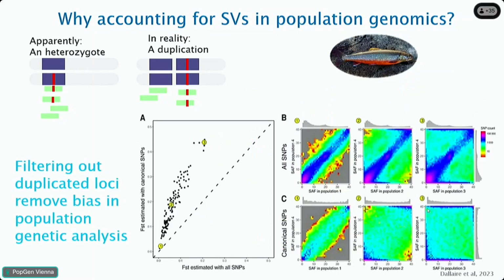And you can see here the FST estimated with all the SNPs, and the one when you keep just the canonical SNPs, removing the ones that are from a duplication and that are mismapping in the genome. The estimates of FST are not at all the same. So it's important to know, when we quantify genetic variation and genetic differentiation, what variants we take, and whether we have some spurious variants like this.